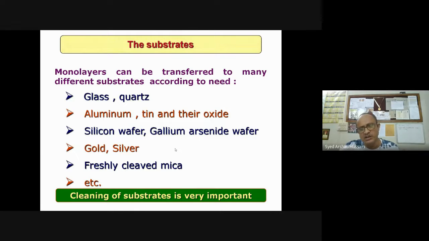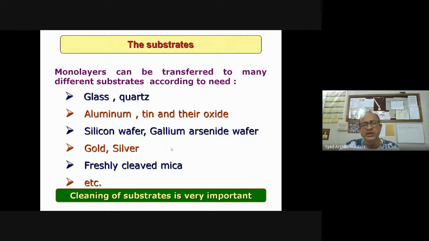Since we now want to transfer the floating layer, we need the substrates onto which we want to transfer. Already I told you, almost any kind of substrate one can use, maybe glass, quartz, aluminium, ITO, silicon, gold, silver, whatever it may be, of course depending on your requirement.